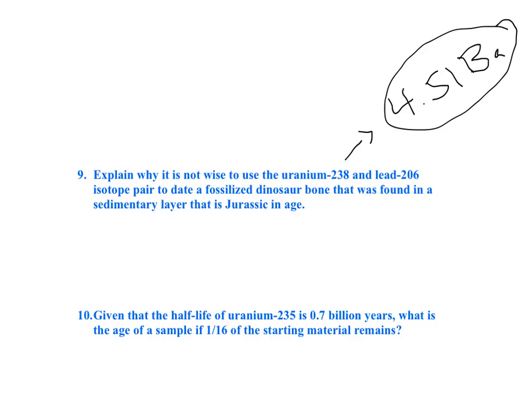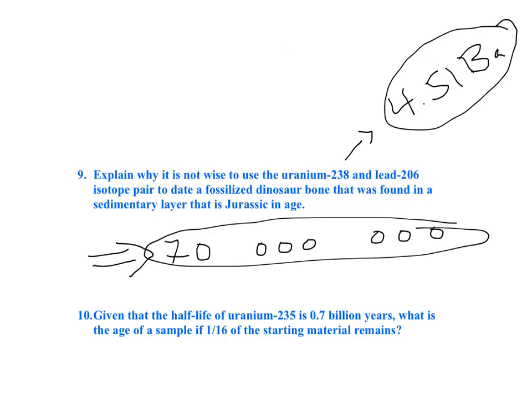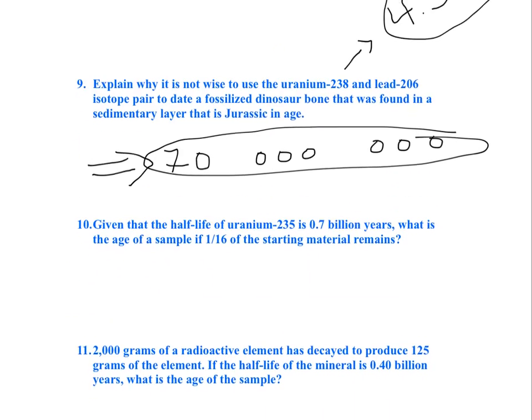So if you were to consider dinosaurs, even if we went back, let's say, to 70 million years, that is nothing in comparison to 4.51 billion. So not even one single half-life would have occurred on a dinosaur bone. And that's the reason why that's not an appropriate pair to use for that particular test.